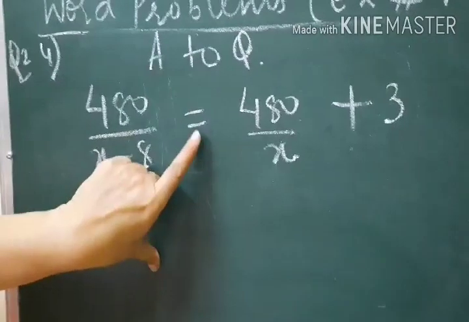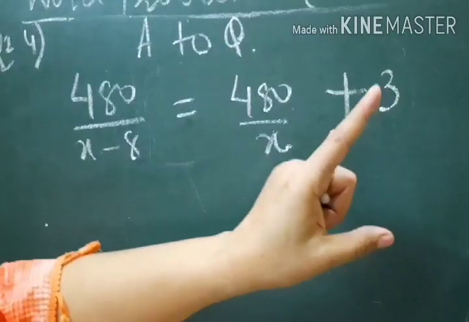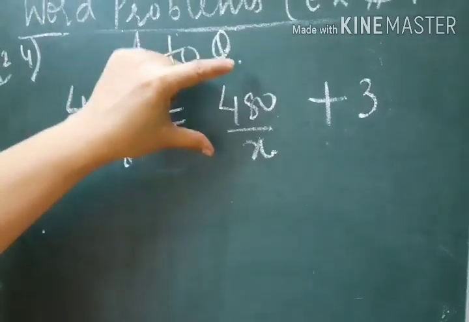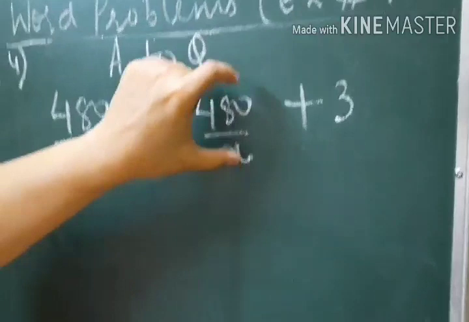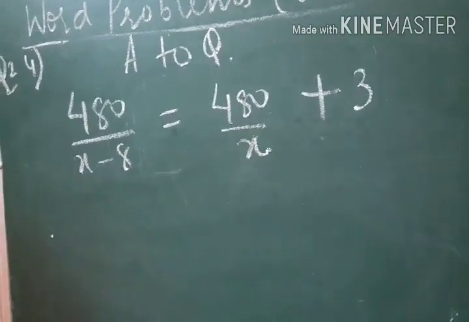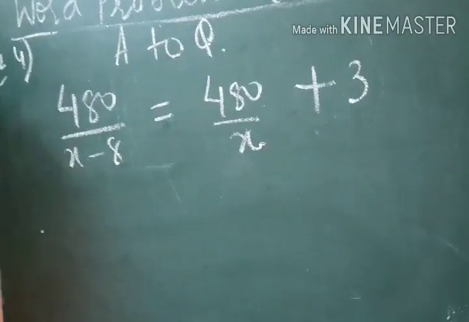Would have taken means equal to 3 hours more, means plus 3, than what? Than the time which it was taking with the speed x. So this is the time it was taking with the speed x. So it is 480 by x plus 3. Now this equation I have made just by reading the question carefully.